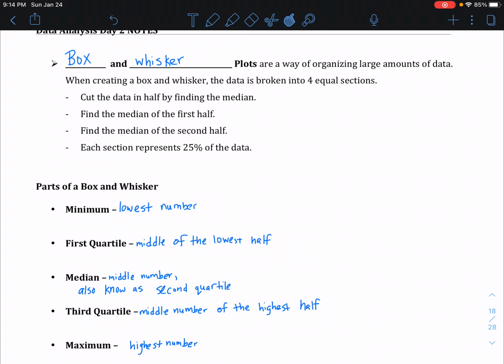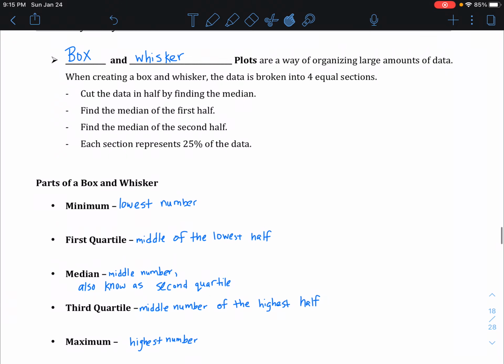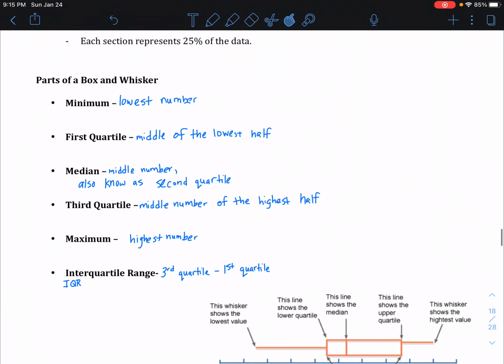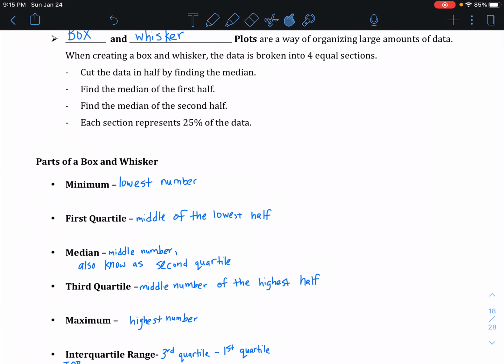To do it, we cut the data in half by finding the median. Of course, if we're given a bunch of numbers, we're going to have to put them in numerical order to find the median, which is the middle number. And then we find the median or the middle number of the first half, and that's called the first quartile. And then we'll find the median, or middle number, of the second half, which we call the third quartile, as you can see below here. And then, as I said a minute ago, each section represents 25% of the data.